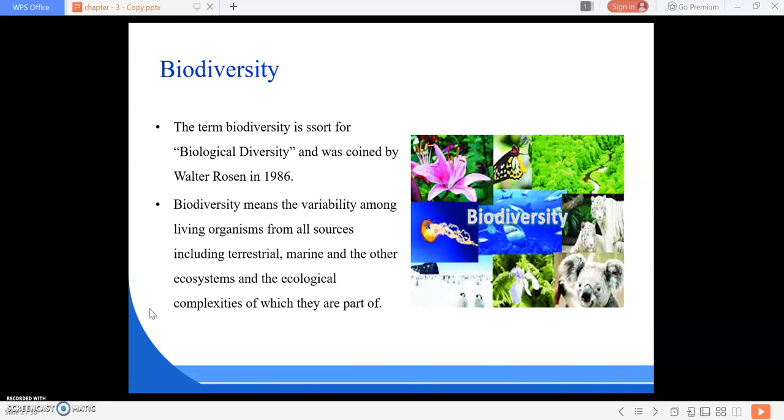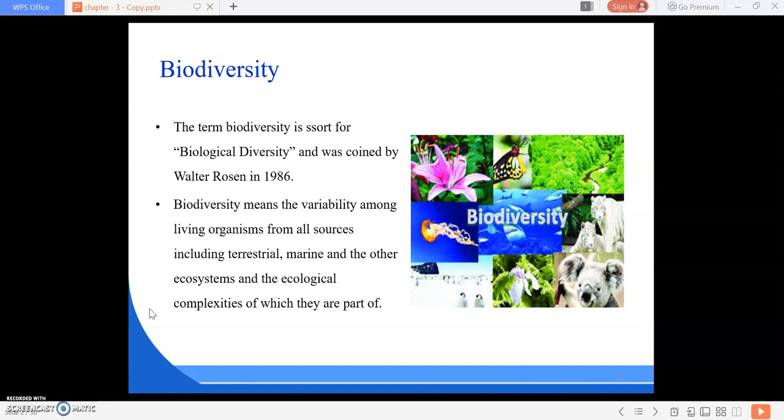The term biodiversity is short for biological diversity and was coined by Walter G. Rosen in 1986. According to Article 2 of the Convention on Biological Diversity (CBD), biological diversity means the variability among living organisms from all sources including terrestrial, marine and other ecosystems and the ecological complexes of which they are part. This includes diversity within species, between species and of ecosystems.